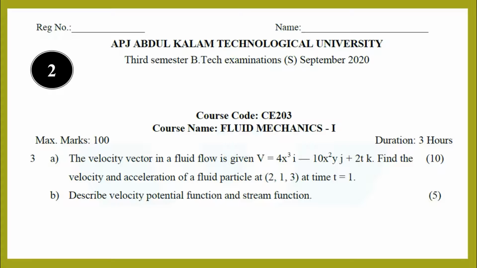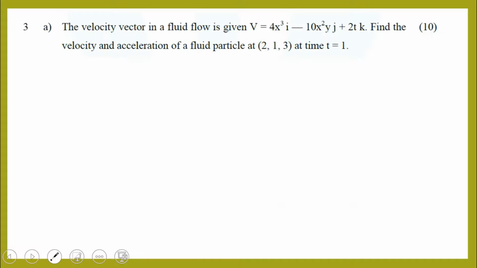Okay. Now moving to the second question, that's also from the same question paper. The question is: the velocity vector in a fluid flow is given by v equal to 4x cube i minus 10x square y j plus 2t k. Find the velocity and acceleration of the fluid particle at (2, 1, 3) at time t equal to 1. Here the coordinates are given: x is 2, y is 1, z is 3, and time is 1.